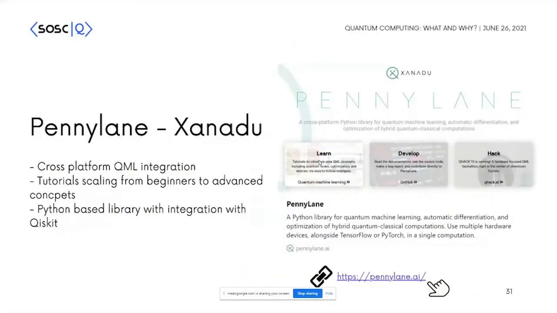Now, next, say you are a machine learning enthusiast. You want to see how it is useful in machine learning, or how you can go around with it. You have PennyLane's Xanadu. These guys are on the forefront of quantum machine learning. They have a library and a lot of tutorials where you can integrate machine learning code with either purely quantum models, or you can have a hybrid model.